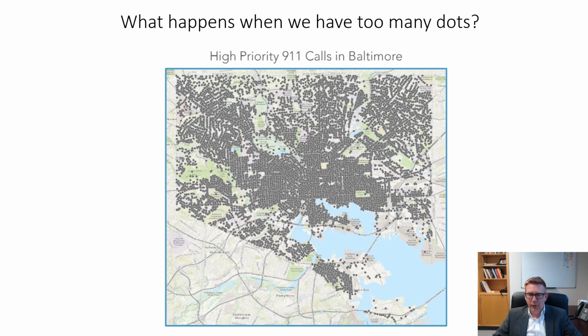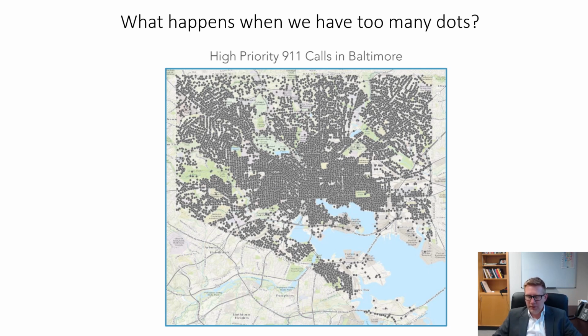This is an example of what can happen there. This is what happens when we have too many dots. These are high priority 911 calls in Baltimore. This is a public database that you can access. These were pulled down sometime in 2019. You can download the updated data sets if you're interested. But it's very difficult to get a sense of the density of dots, right? They start to crowd each other, and one dot is placed on top of the other dots. And that means that it's difficult to get a sense of the overall spatial pattern.